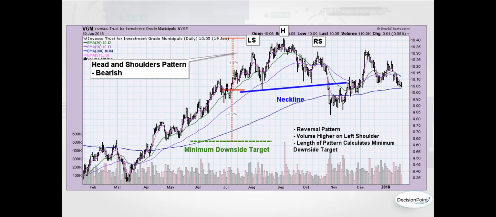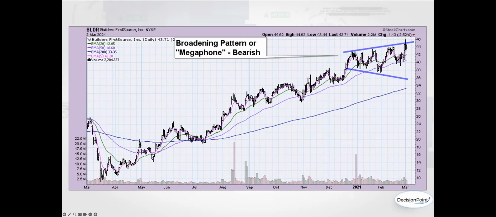Here is the broadening pattern, or the megaphone as we call it. And this is, you have bottoms that are getting lower and you have tops that are getting higher. And why the heck is this a bearish pattern? What's so bad about it?